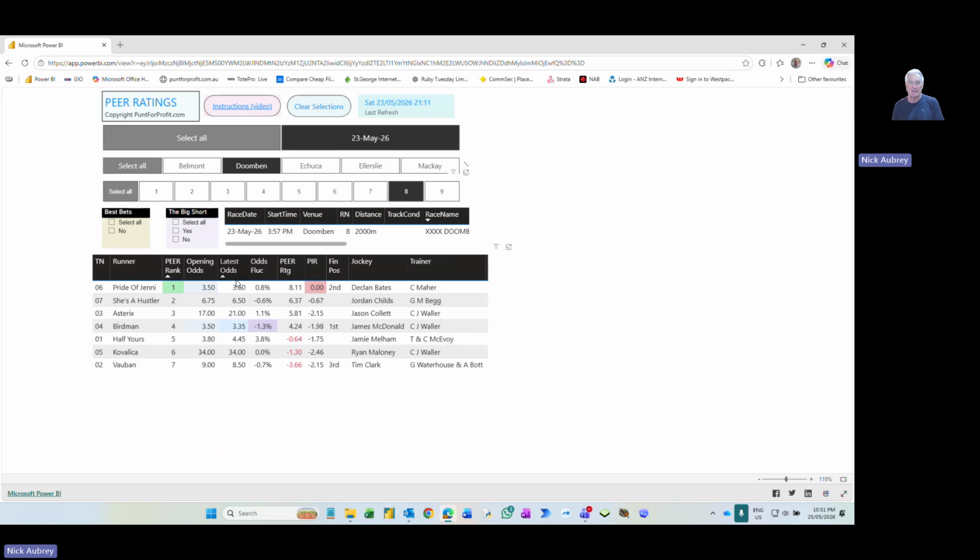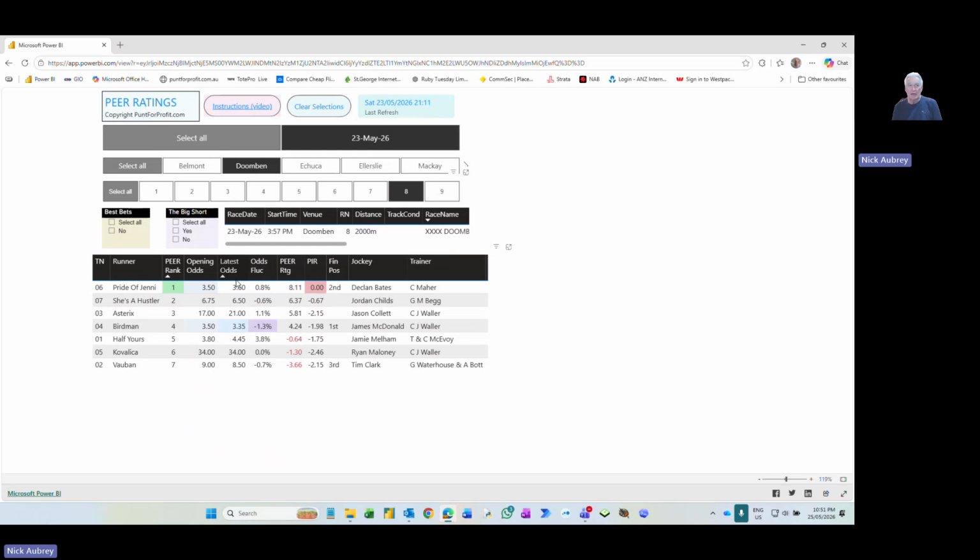A plus figure means it's gone out in the betting. And the horse that's come in the most, the big short, if you like, is shown with a purple background. The next column, called peer rating, is my rating value for that horse in that race. Generally, if I'm going to have a bet, I'd like to only bet on horses where the peer rating is greater than 0. If it's less than 0, you'll see it shown with a minus figure, but also in a red colour.